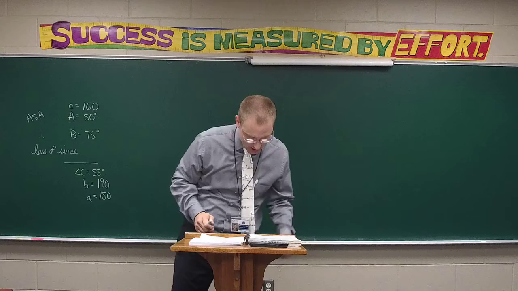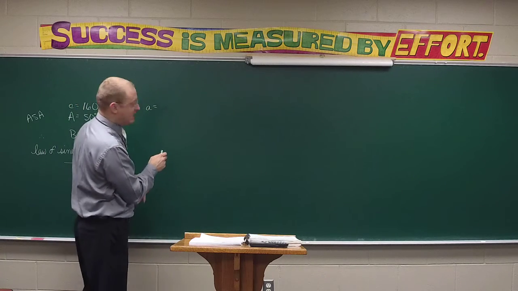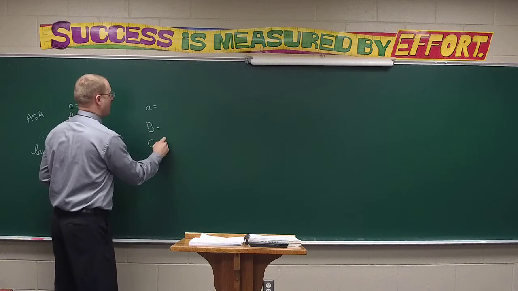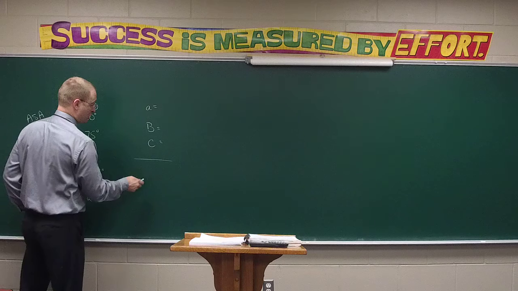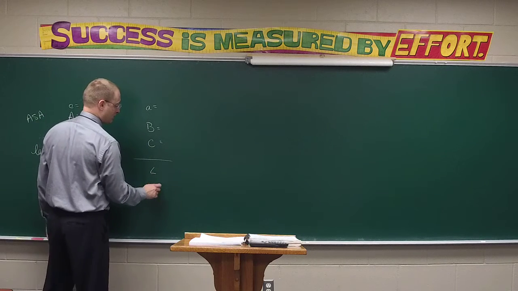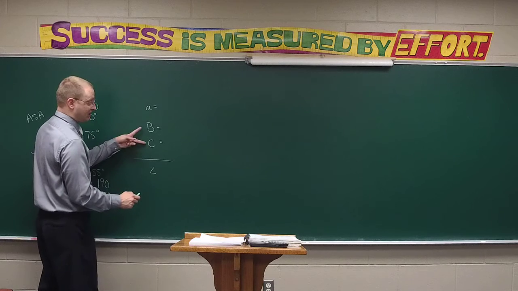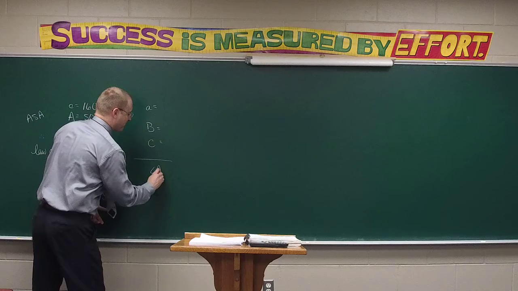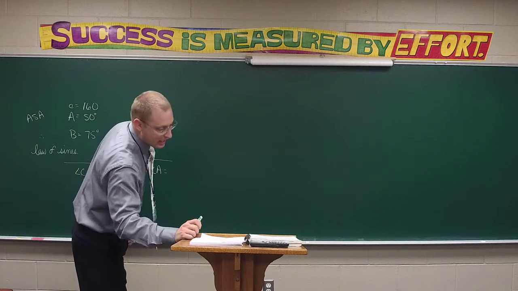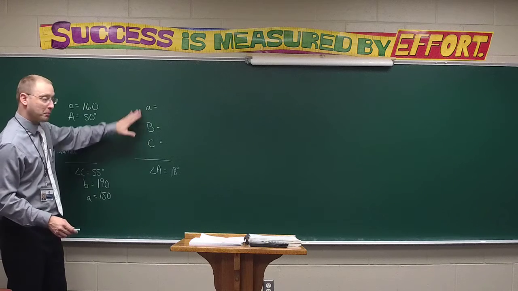All right, number 10 was another angle, side, angle. They gave us a side A, and then they gave us angles B and C. First thing we had to find, of course, here back to Ethan was the other angle. Which was? They gave us B and C, so that means we're finding angle A. There we go. What did you find angle A to be? 18 degrees, good.